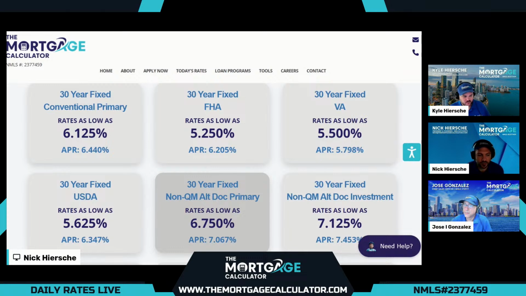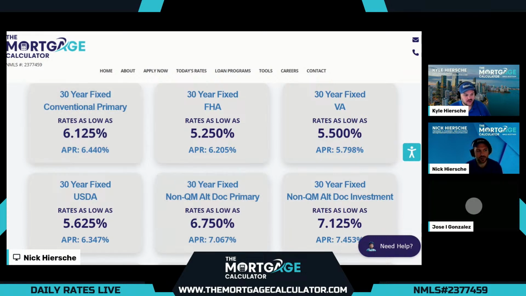Final APR 7.067. So we're within just a touch over a half a point. We're within usually a half a point of conventional to use alt docs for our customers that need to use it. So very comparable there. Very easy to switch if our customers need to switch. Now moving on to our investors. Once we get into investment properties, there's tons of flexibility here.